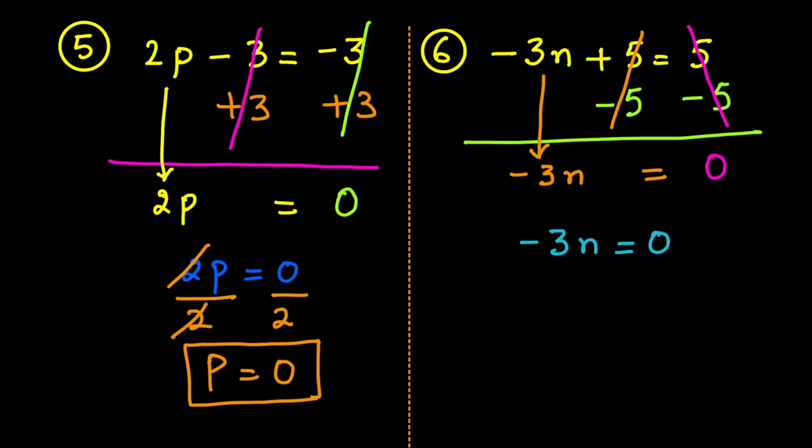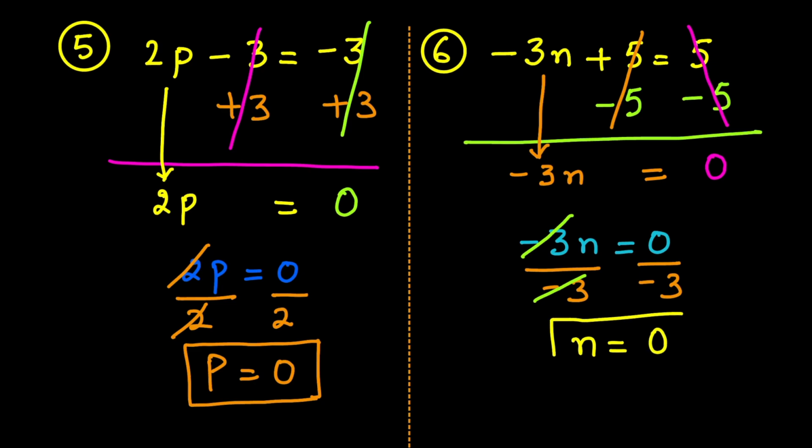To isolate the variable n, we do the second step. Minus 3 is multiplied, so we divide both sides by minus 3, doing the opposite operation. Minus 3 cancels out. So we are left with n equals 0 divided by any number, as I said, other than 0. So the answer is 0. So we get n equals 0. This is the answer, n equals 0.